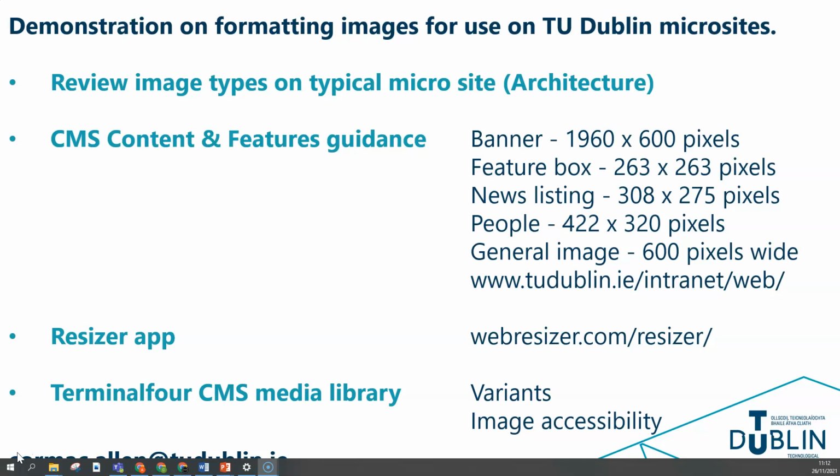The third thing I want to show is how to use the Web Resizer app. This is a really handy tool and it's very easy to use. The last thing I want to show is how to upload an image to the Terminal 4 Content Management System Media Library and how to make a variant of the image. I will also refer to the really important issue of image accessibility and the importance of alternative text or alt text. There is an excellent guidance document on this on the web section of the intranet.